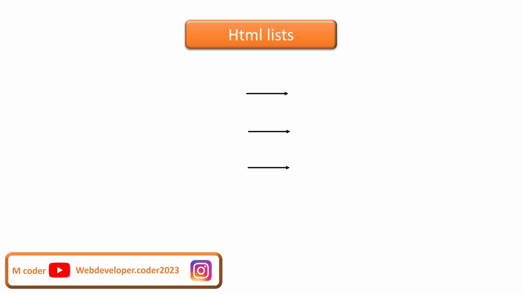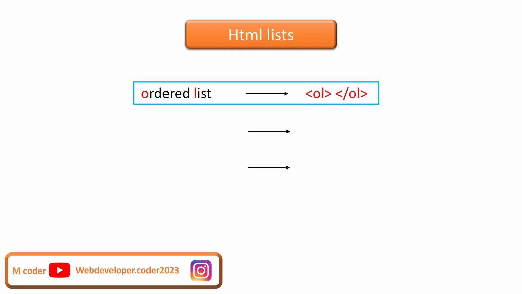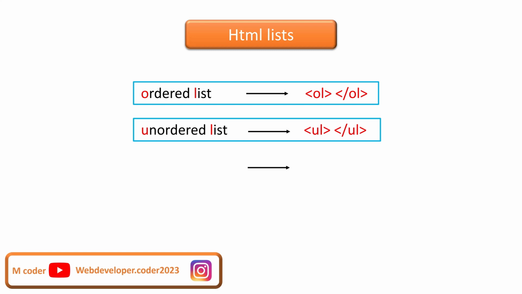The types of lists we use: the ordered list has the tag OL, which is the first letter of order and the first letter of list, standing for ordered list. We specify an ordered list with the OL tag. In contrast, there is a type of list that we call the unordered list, whose tag is UL, an abbreviation of unordered list.